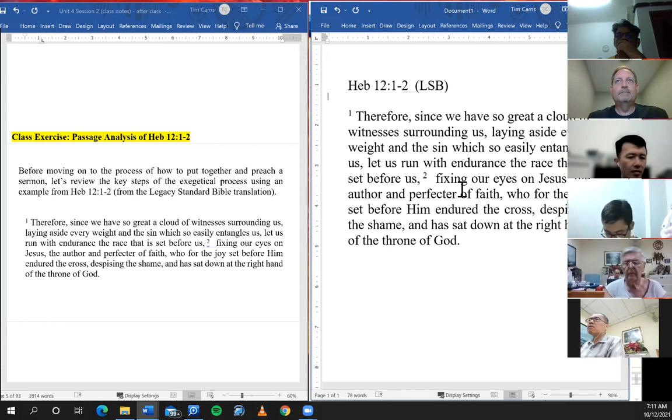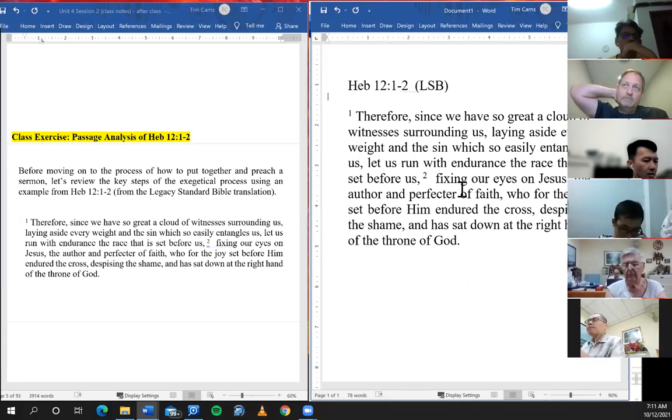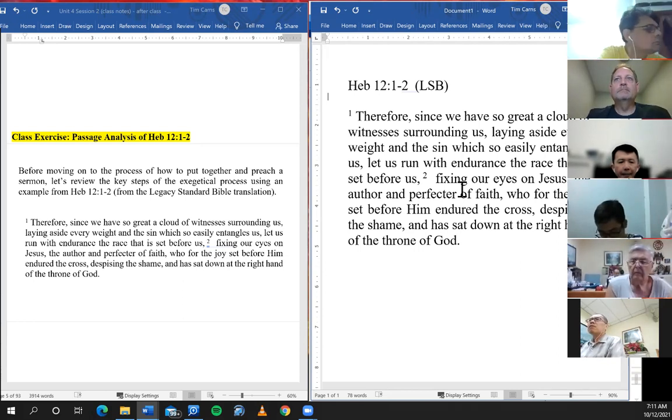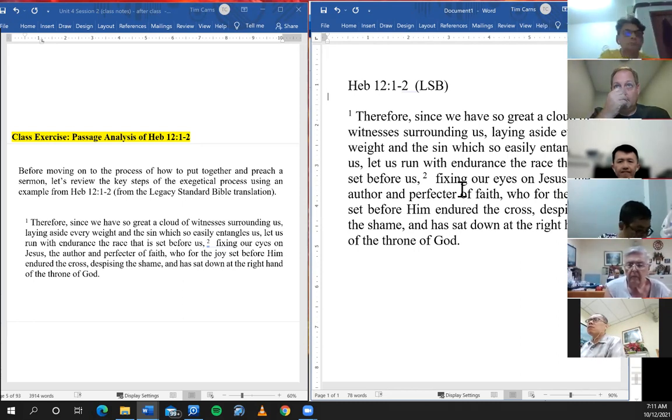Hebrews chapter 12, verses 1 and 2. Therefore, since we have so great a cloud of witnesses surrounding us, laying aside every weight and the sin which so easily entangles us, let us run with endurance the race that is set before us, fixing our eyes on Jesus, the author and perfecter of faith, who for the joy set before him endured the cross, despising the shame, and has sat down at the right hand of the throne of God.